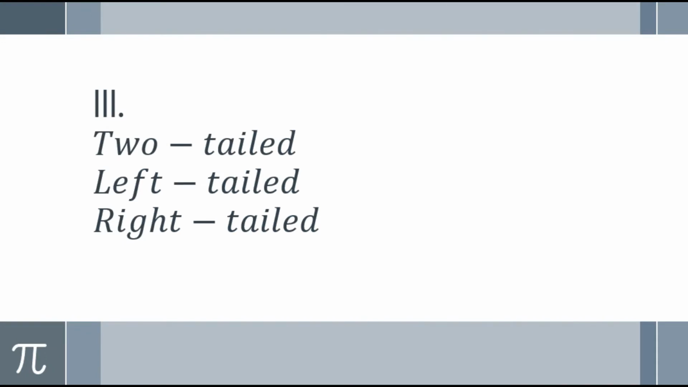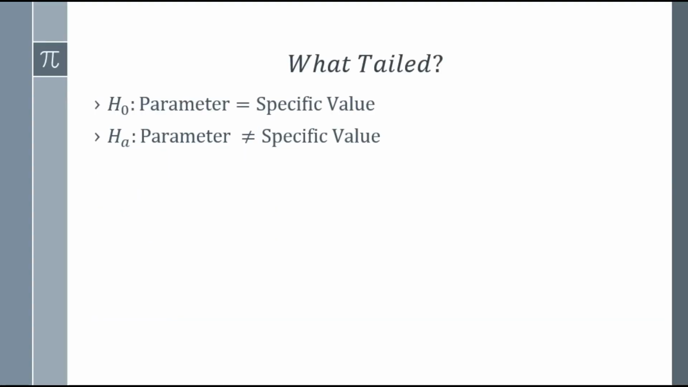Okay, chapter 3 tayo. Two-tailed, left-tailed, at right-tailed. So, ano ba yung mga tailed na to? So, paano natin malalaman kung left, right, or two-tailed? So, first one, ang H0 natin, parameter is equal to specific value, at ang HA is parameter is not equal to the specific value. So, pag equal and not equal, that will be two-tailed test.